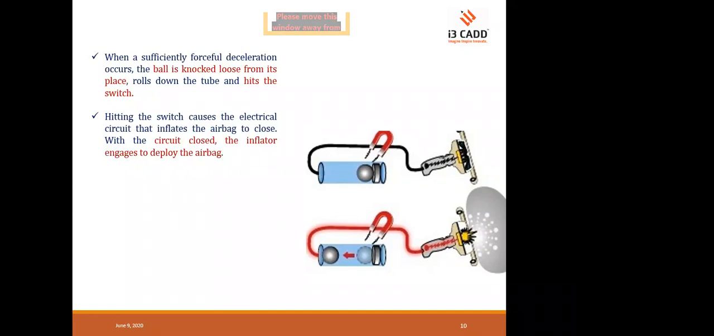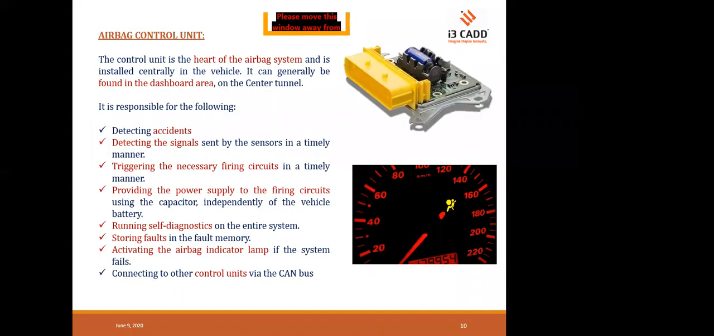The mechanical switch will close an electrical circuit. So as soon as the ball hits the mechanical switch, what will happen? An electric current, an electric signal, will be sent to the ACU that will inflate the airbag. So this is the construction and working of a ball and tube sensor. Got it? Next one, airbag control unit, ACU.